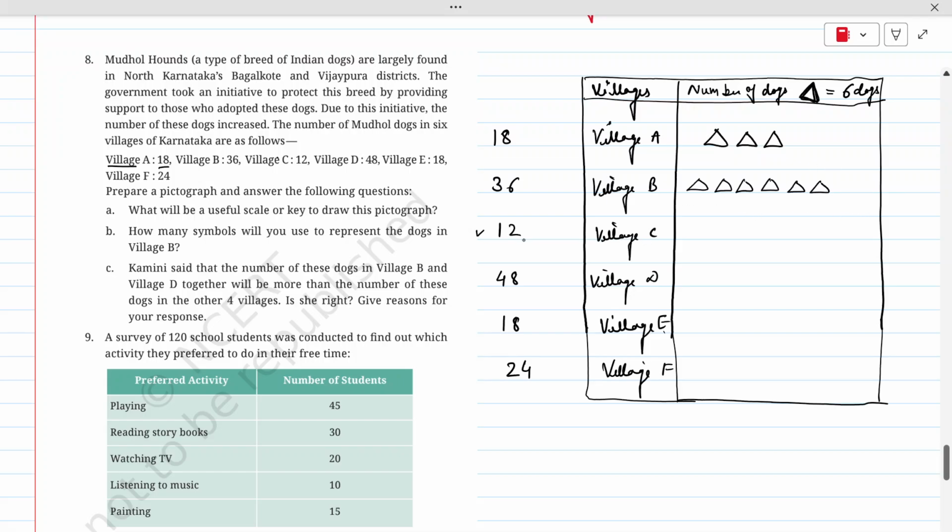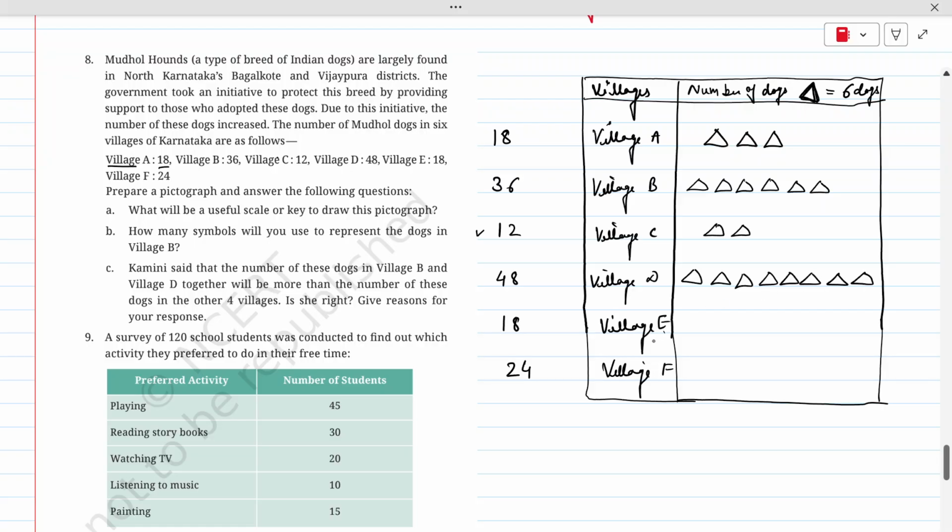Next we have village C, 12. So 6 multiplied by 2 is 12. Here again, in all the cases, I am dividing by 6. This will give me 3, this will give me 6, this is giving me 2, and here it will give me 8. So I am making 8 triangles. 1, 2, 3, 4, 5, 6, 7, and 8.